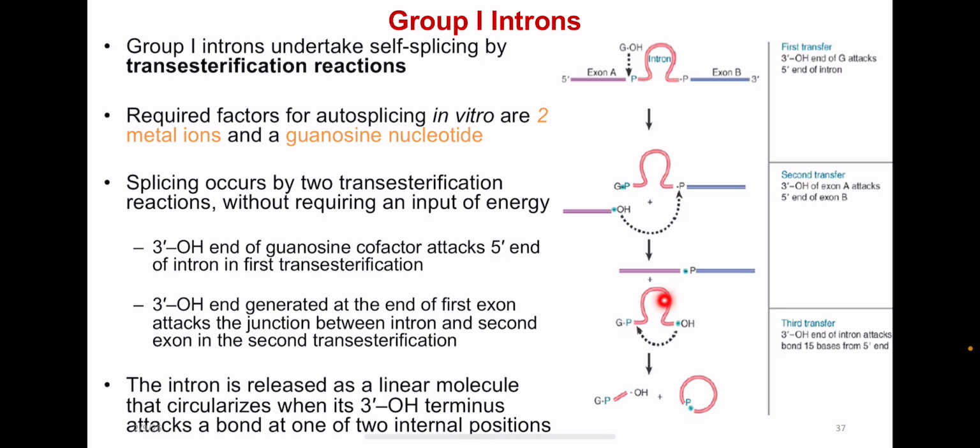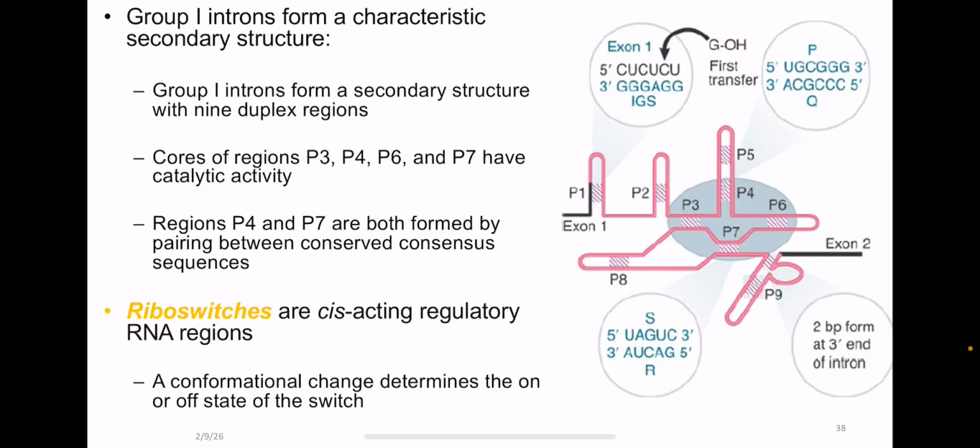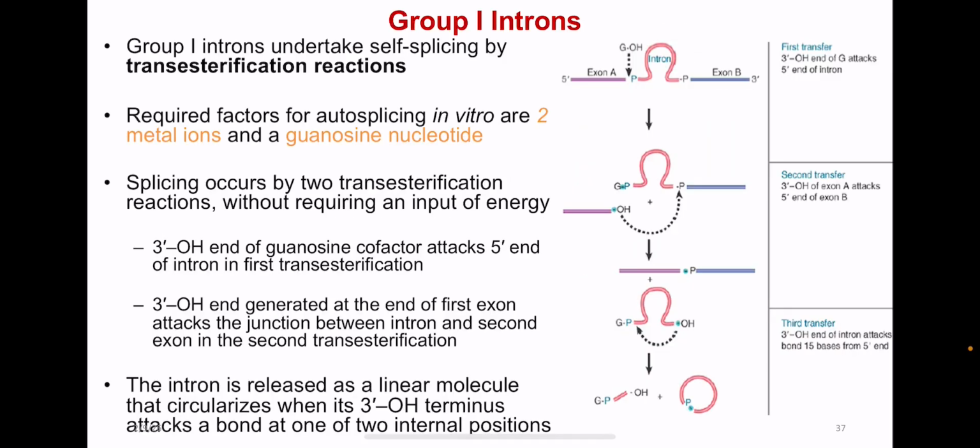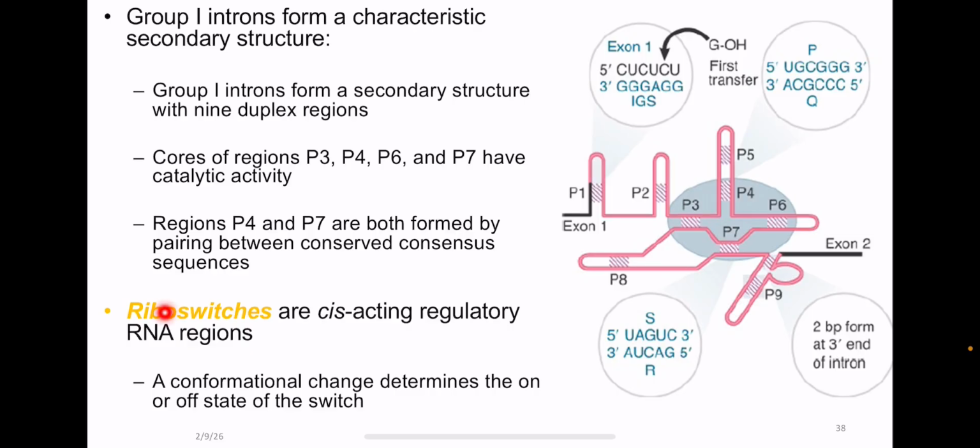Whatever happens to the intron next, I'm not interested in. But the group 1 introns can do other things like moving from one target to another, and we will come to that. The group 1 introns form a characteristic secondary structure. Not only when they are cut, but they can be linear and they can be folded. Whether they form a secondary structure or stay linear is controlled by things we call riboswitches.